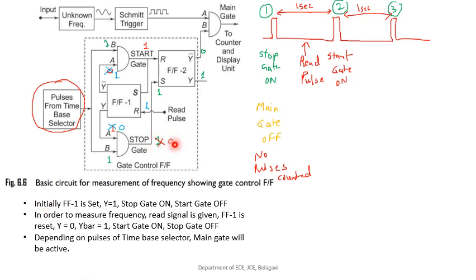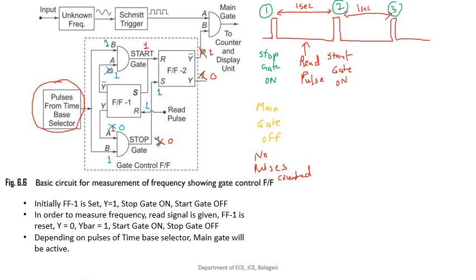At the stop gate you will get a 0, and at the start gate you will get a 1. That is supplied to the reset of your flip-flop 2. So here you will get a 1 and here you will get a 0, because your flip-flop 2 is reset.